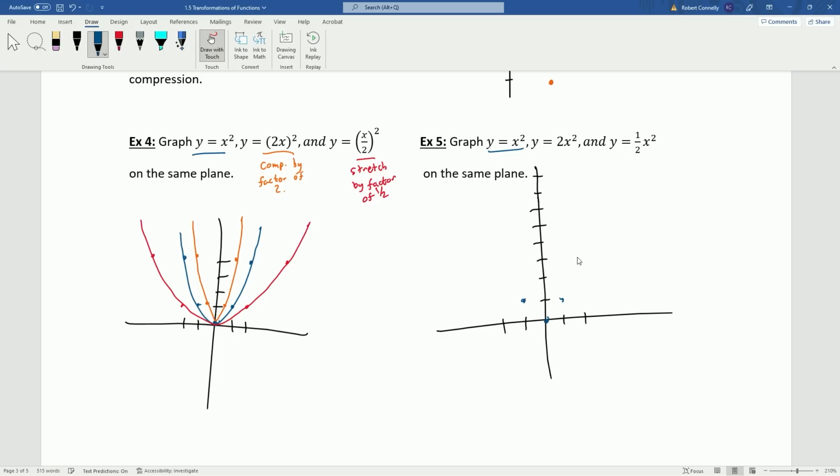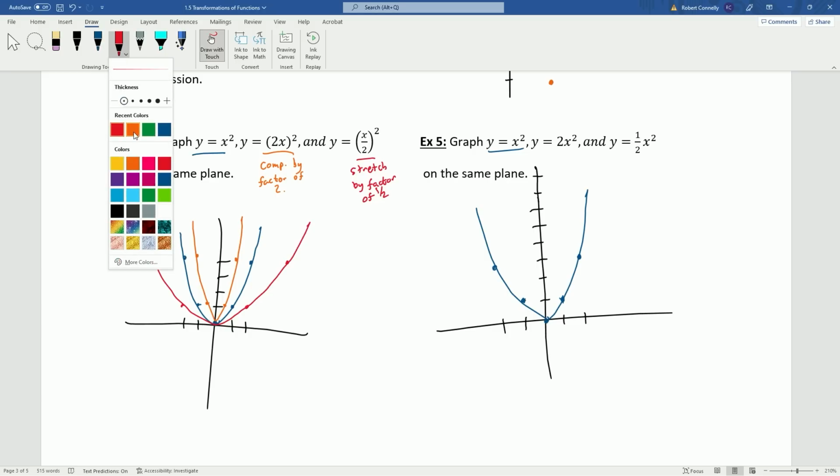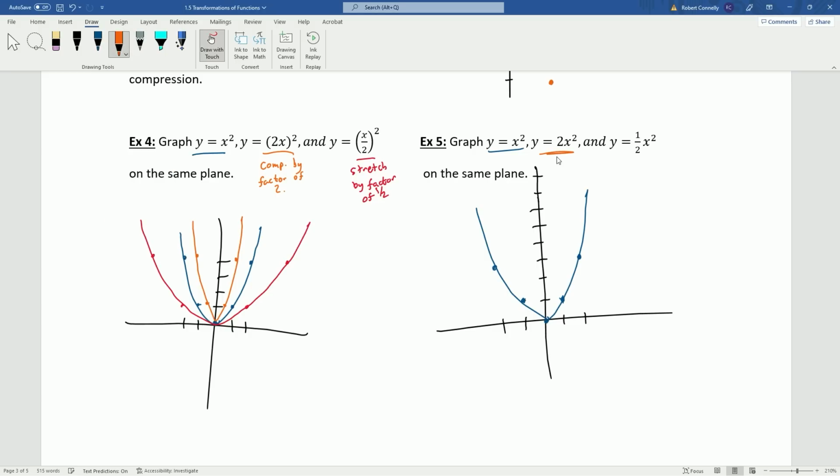Okay, y equals x squared again. Now we'll look at y equals 2x squared, so this should be a stretch by 2. So everything should be getting stretched upwards, double its distance from the x-axis. Oh, those points are not correct. Let's try that again. I forgot how to count. Please forgive me. That should be there and there.